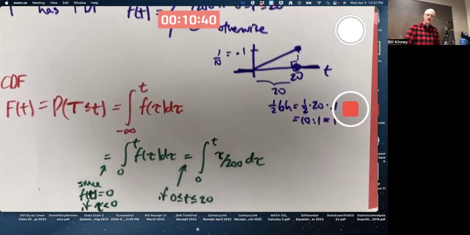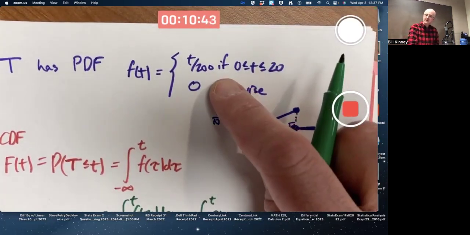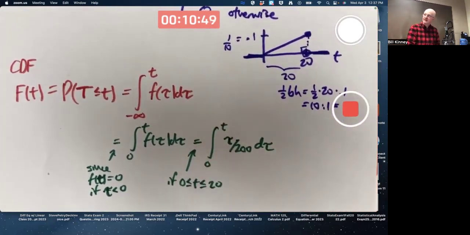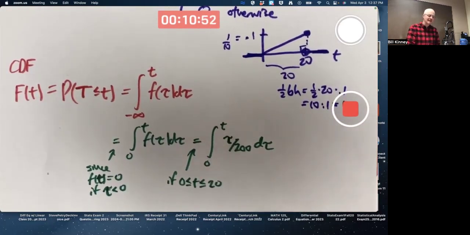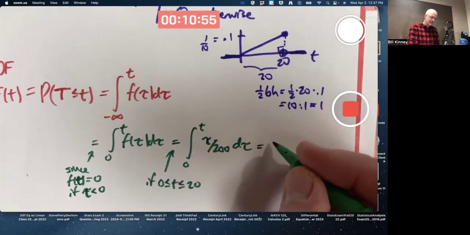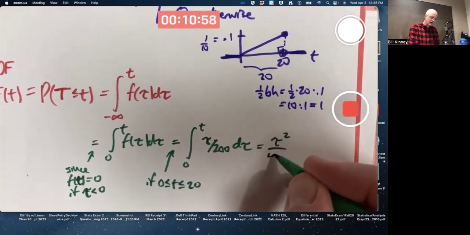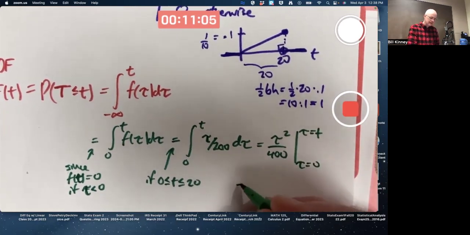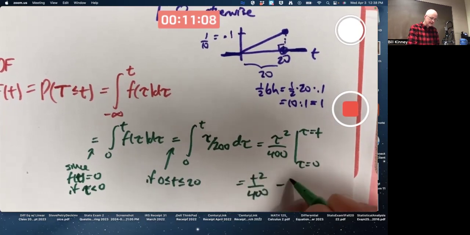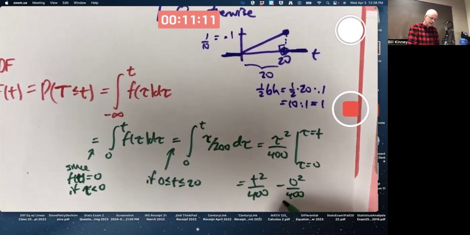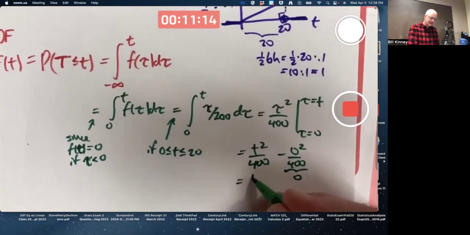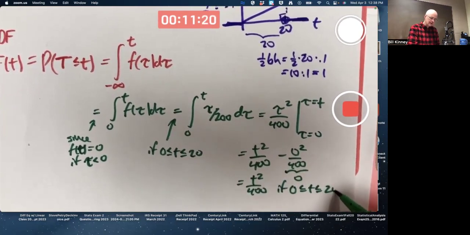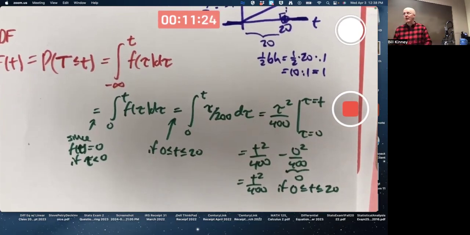I can use the formula for little f with tau in place of t. When t is between 0 and 20, that's going to mean tau is also between 0 and 20, because tau varies from 0 to t. And in that context, what do I get? Do the integral with respect to tau, get tau squared over 400. Tau goes from 0 to t, giving you t squared over 400 minus 0 squared over 400, which is, of course, 0. So this simplifies to t squared over 400 if t is between 0 and 20. And you didn't need this for finishing the problem.